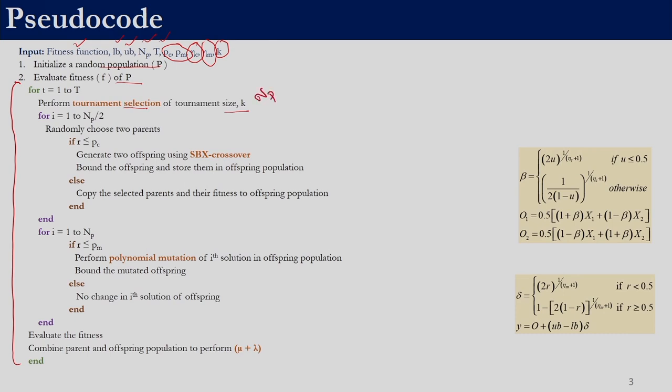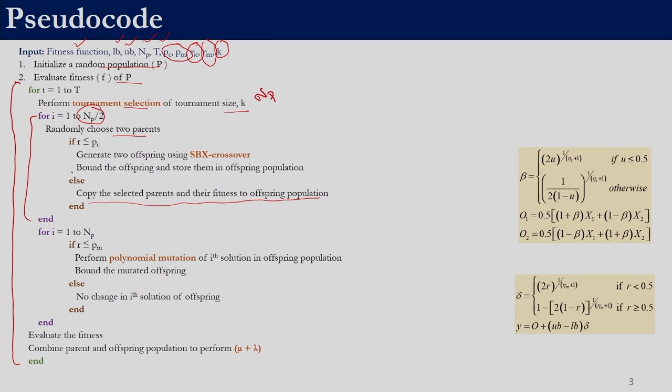Once we are done with that, in this for loop, we will be implementing the crossover operator. Since there are NP solutions and we require 2 members per crossover, the number of crossovers would be 1 to NP by 2. Again, because of this criteria, NP has to be an even number. In this case, we will randomly choose 2 parents. We will generate a random number. If that is less than or equal to crossover probability, we will perform crossover. Else, we will directly copy the selected parents and their fitness to offspring population.